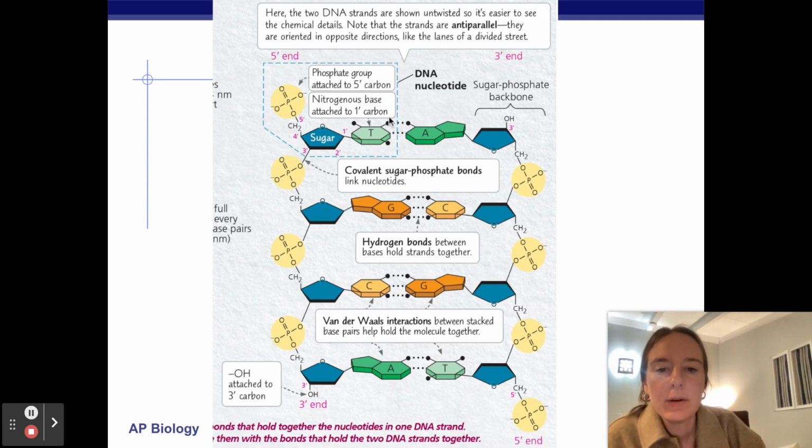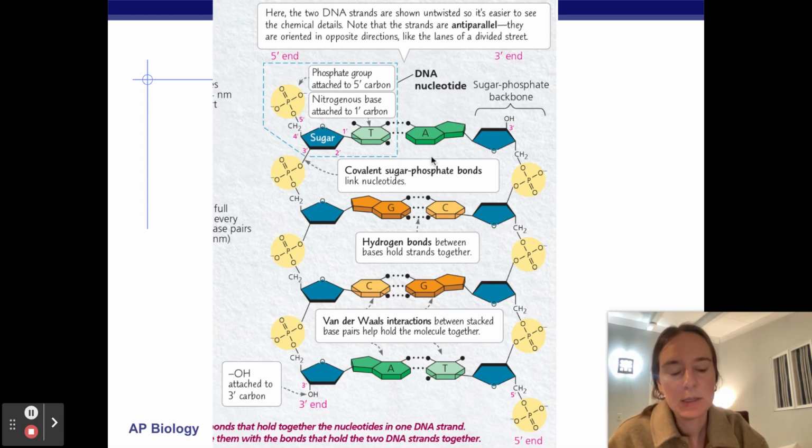Okay, now notice here that between T and A, we have 2 bonds, but between G and C, we have 3 bonds. So there's actually a stronger connection here between C's and G's compared to A's and T's, which only have 2 hydrogen bonds. Okay, now this structure is going to be so important for you to know.